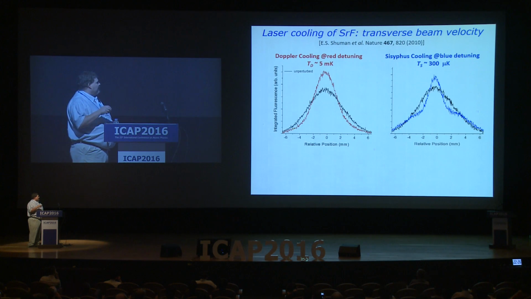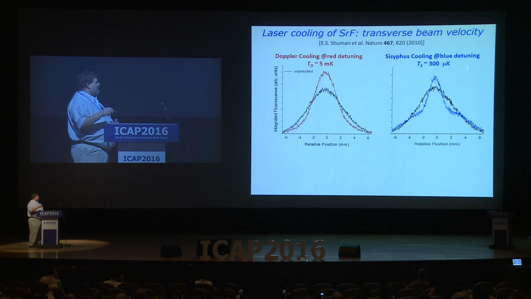And here's what typical data looks like. For the unperturbed beam, we see a transverse shape of the molecular beam shown in black. When we detune our lasers to the red to do Doppler cooling, we see very clear evidence of compression of the velocity distribution, which downstream leads to compression of the spatial distribution. And this gave temperatures of about 5 millikelvin.